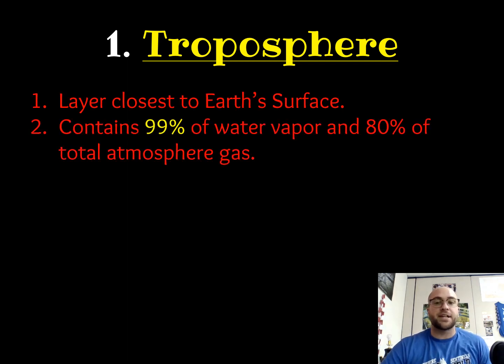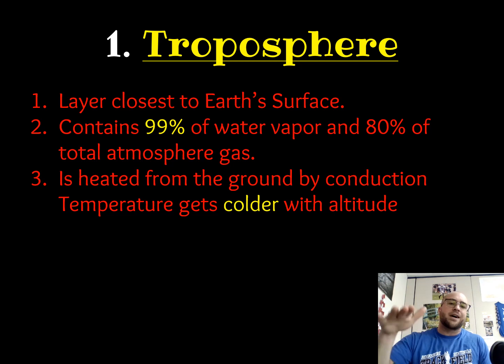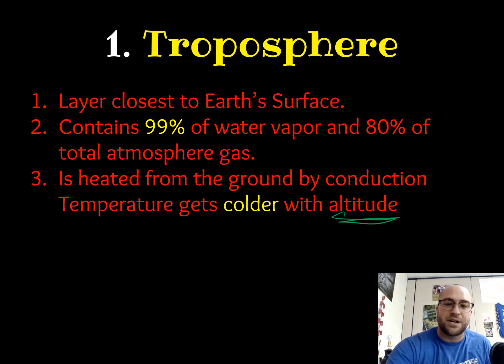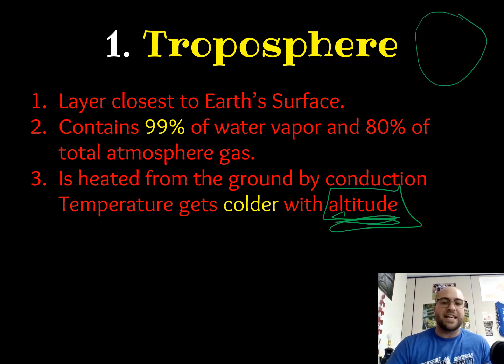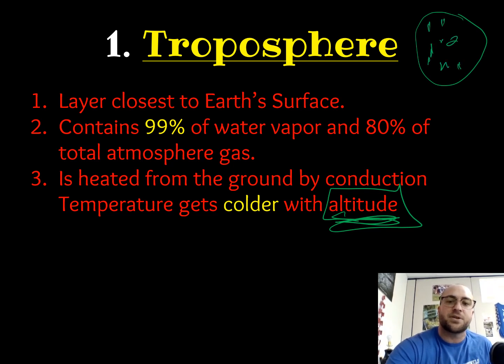It contains 99% of that water vapor, as I just mentioned. 80% of the total amount of gas in our atmosphere. And it's actually heated from the ground up. So temperature is going to get colder with altitude. Underline that word altitude. That's going to be an important word for us during this unit. And if we were going to draw the density of the troposphere, imagine this would be a cross section of all the air in it. This is a very, very dense atmosphere. If these are gas particles, there's molecules all packed together. We can take a big old deep breath of the troposphere. Do it again.